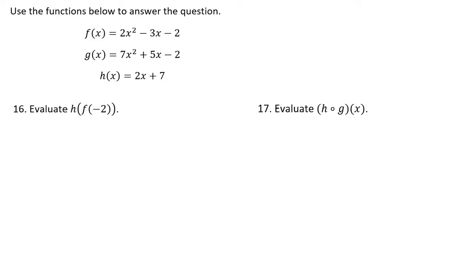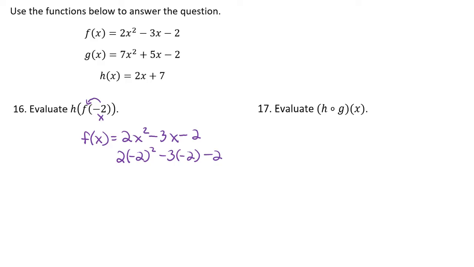All right, 16 is saying evaluate. We have ourselves a composite function where they are giving us the value to plug in. So we have our x being negative 2. It is first going to go into the f function. So I am looking at the f of x function first. And all the x's are going to get replaced with a negative 2. So I'll have 2 times negative 2 squared minus 3 times negative 2 minus 2.